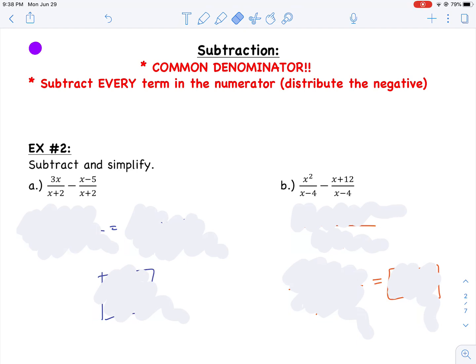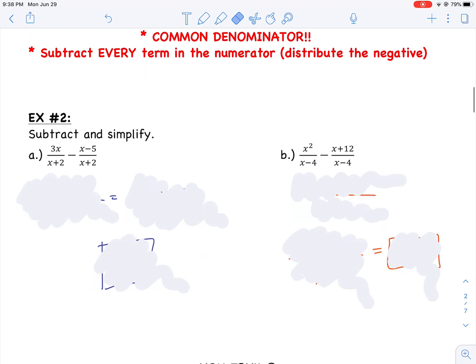As long as they have a common denominator, you should be able to subtract your two fractions by, remember, keeping your common denominator, but making sure that you subtract every term in the numerator. That means you have to make sure that you distribute the negative through. Let me show you an example.